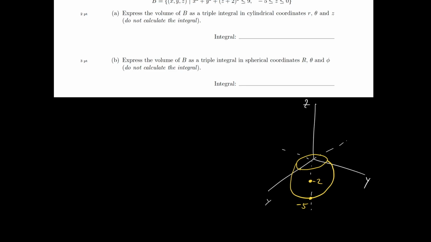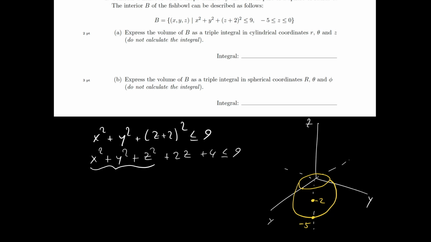So x, y, z axis, and here's our fishbowl, the upper part, and then the sphere, where the lower part is at minus 5, the center of the sphere is at minus 2, and the upper part is in the xy plane at z is equal to 0. So now, in order to work out the integral bounds in spherical coordinates, I want to start again with the description for B. So let's start with that sphere.